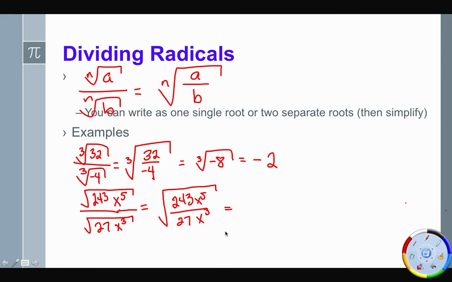When we take the square root of this, we are going to divide here. 243 divided by 27 is a 9. And x to the 5th divided by x to the 3rd, you subtract exponents, so it becomes x to the 2nd. And the square root of 9 is 3. And the square root of x squared is x. And we get a very nice simple 3x in this case.